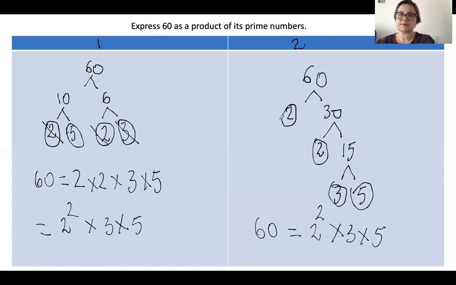And you cross them out. We do exactly the same thing. I'd advise you to cross out, just in case you have a large number and there are so many 2's, so many of the same prime factor, so you don't count that twice.